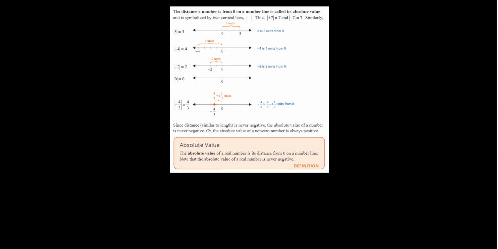So example 10, if the absolute value of x is equal to negative 3, what are the possible values for x? Okay, well that's a nice tricky question, right? Because what are the possible values for x if we have the absolute value equal to negative 3? Well, let's go back to our definition. This last line, note that the absolute value of a real number is never negative. Okay, well if it's never negative, and this is saying it's negative, there's obviously no solution here, right? Because we cannot have an absolute value be a negative number.